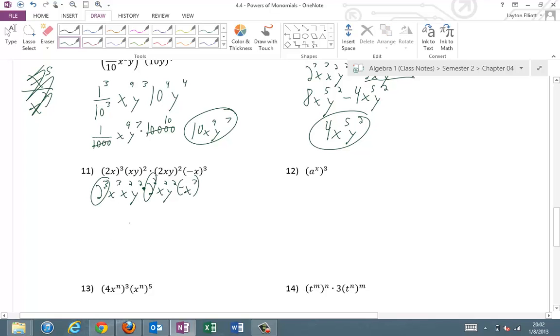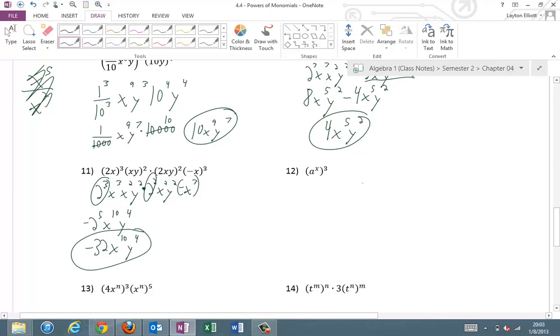2 to the 3rd and 2 squared are actually 2 to the 5th. X to the 3rd, x squared, another x squared, and x to the 3rd. We add up all those exponents, 3 plus 2, plus 2, plus 3, we have an x to the 10th. And that negative has to now come out in front as part of the coefficient. Y to the 2nd, times y to the 2nd is y to the 4th. And then I have negative 32, x to the 10th, y to the 4th.